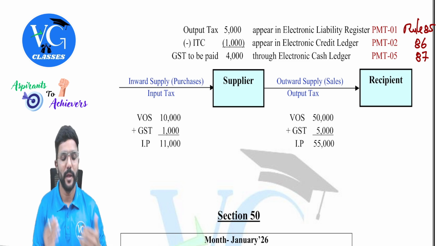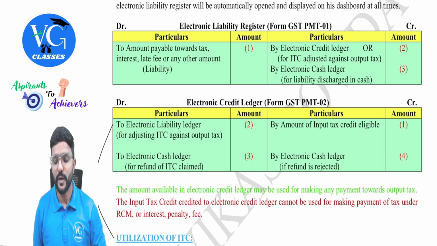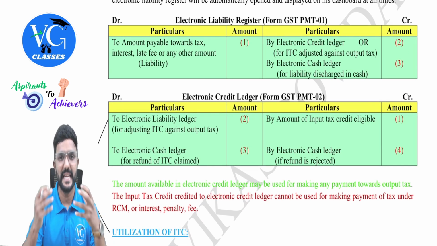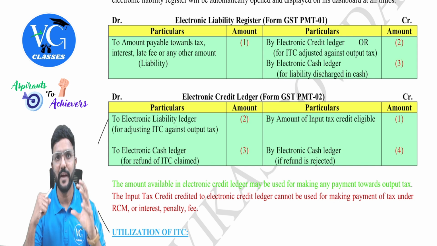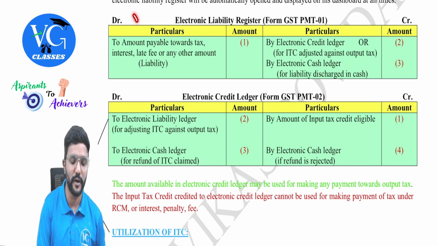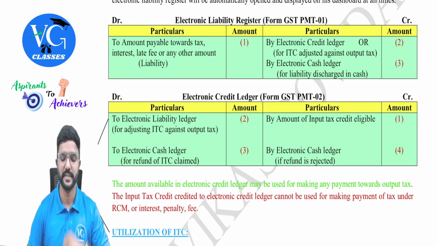Okay. Now coming back to the provisions. Yes, sir. Actually, in the law, they have given point-wise under each ledger or register what would be debited or credited. But I will try to explain it in the ledger format, guys, so that you will understand it in a better way.